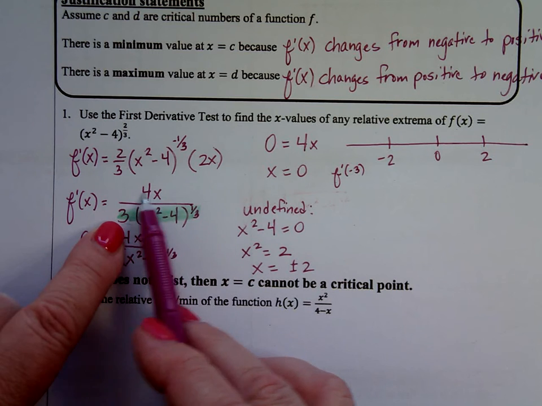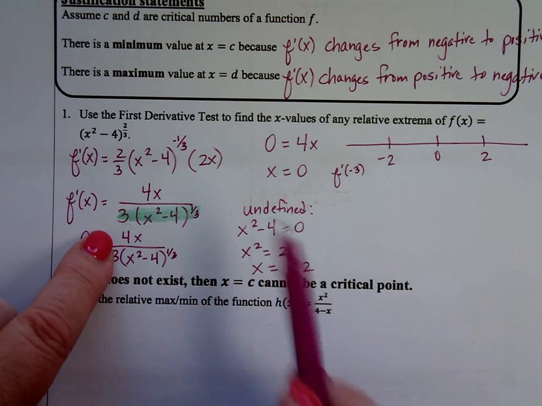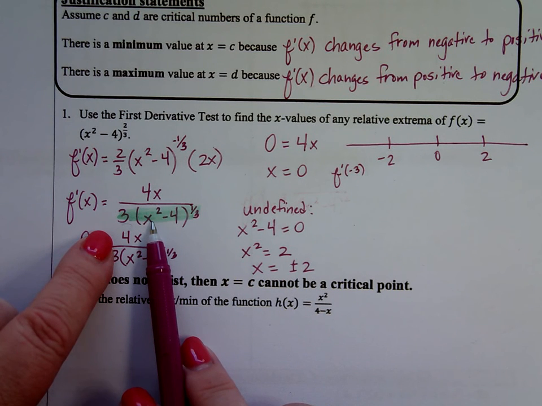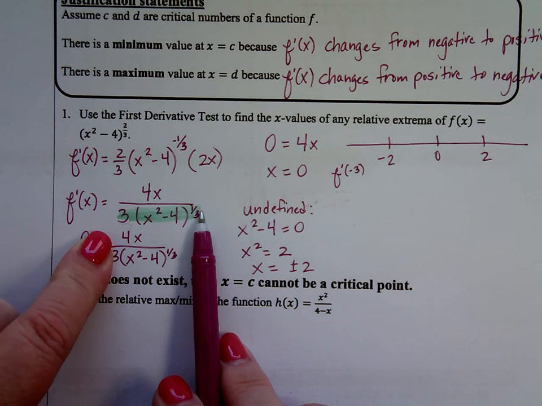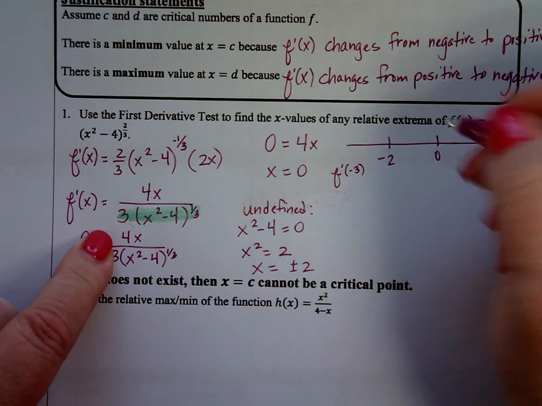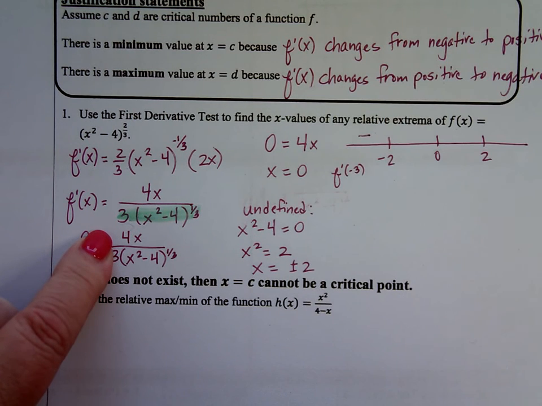Negative 3 would give me a negative numerator, and in the denominator it's going to be a positive denominator. 9 minus 4 is 5. The cube root's still going to be positive. Times 3 is still positive. So I get a negative over a positive, I get a negative.